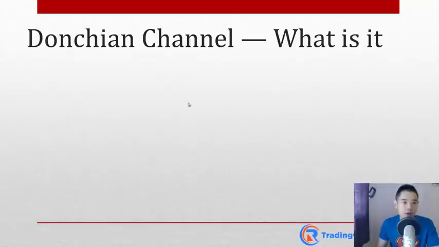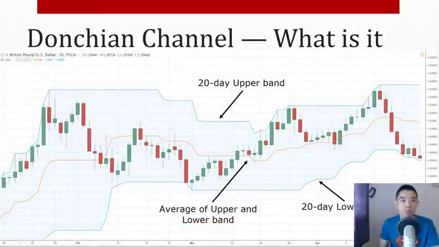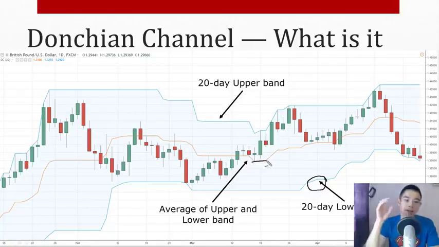But for now, let's move on and talk about the Donchian channel. The Donchian channel is another indicator, and this one is relatively straightforward. No complex math. There are 3 lines: upper band, middle band, and lower band. The upper band is simply the 20-day high. This one over here is the 20-day low, and this middle band is simply the average between the 20-day high and the 20-day low.